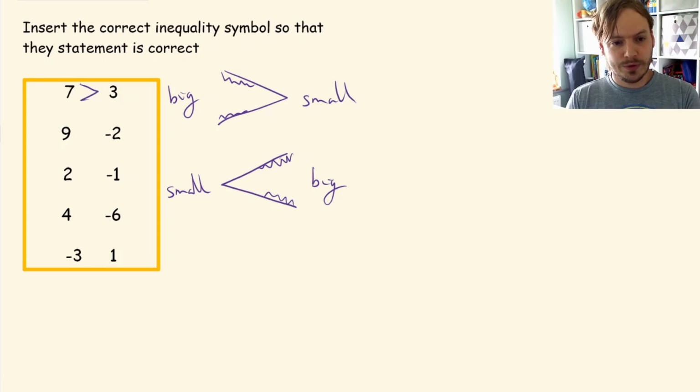If we look at the next one, 9 and -2, 9 is the larger one, so we're open towards the 9, and we'd read it as 9 is greater than -2, or 9 is more than -2.